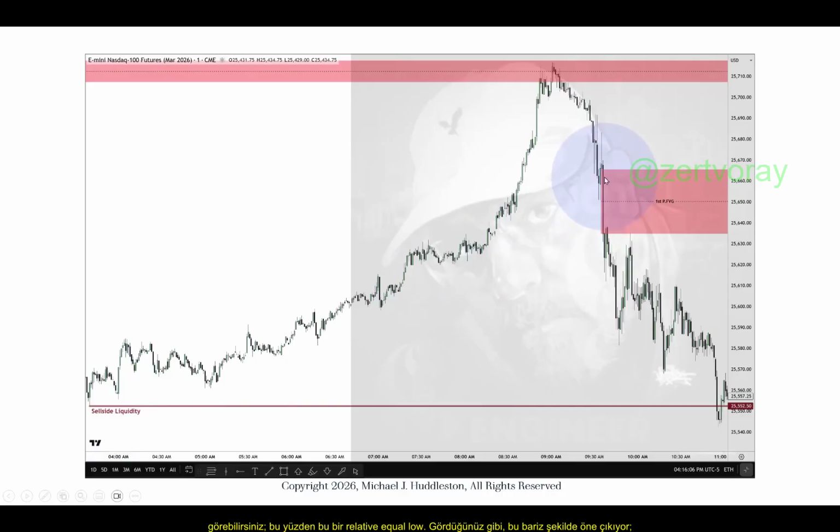We have the displacement here. So that's the first presented fair value gap after 9:30. And the market uses it here and here. And then we start getting into this back and forth type price action.